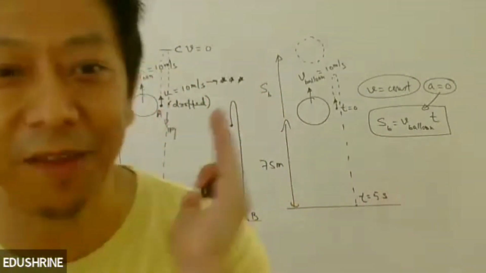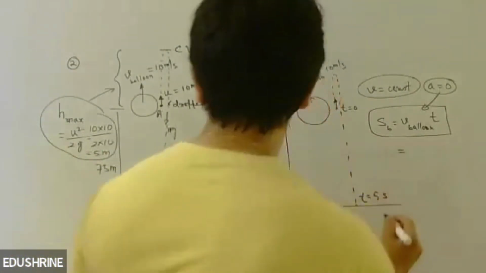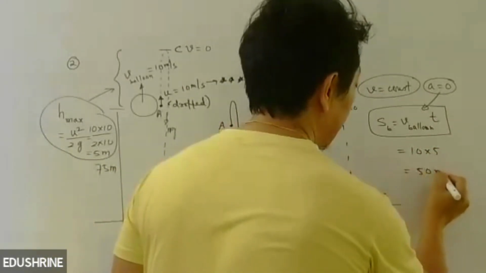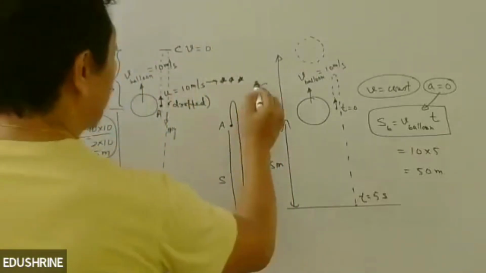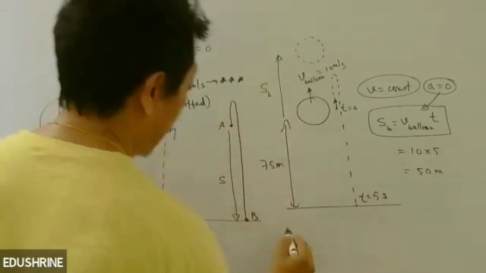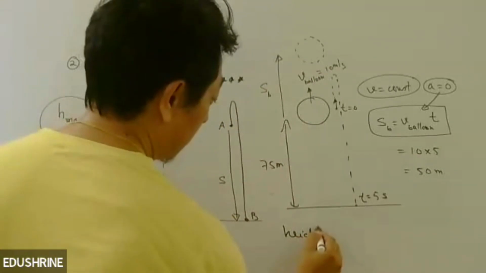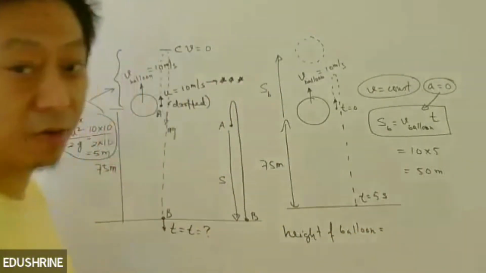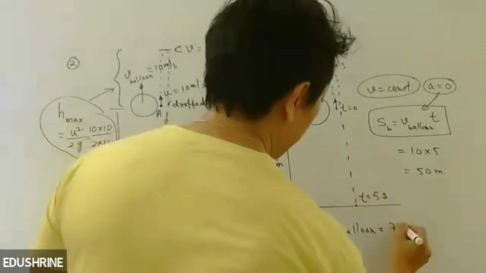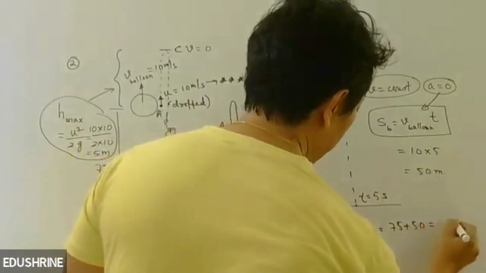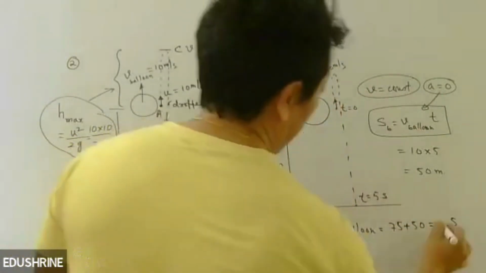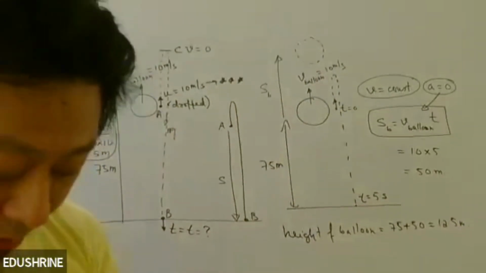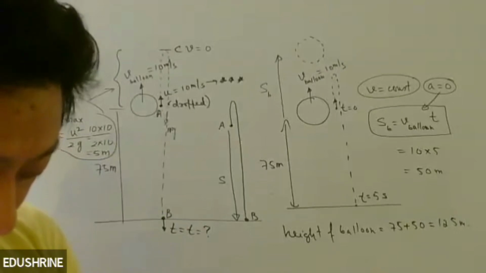Displacement is velocity into time. So the velocity of the balloon is constant. T is 5. So it is 50 meters. So the balloon traveled 50 meters more. Therefore, the height of the balloon when the stone reached the ground is 75 plus 50, which is 125 meters. I'll take a printout of this and give it to you. Okay. Option D.